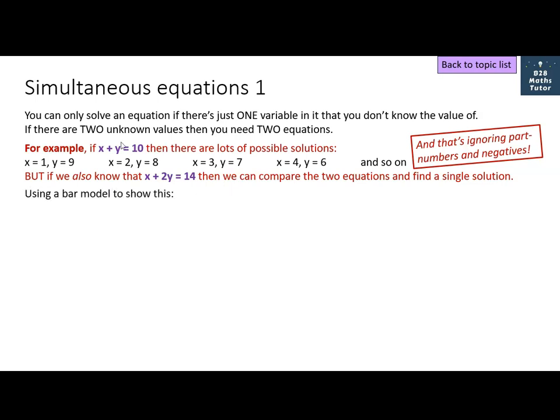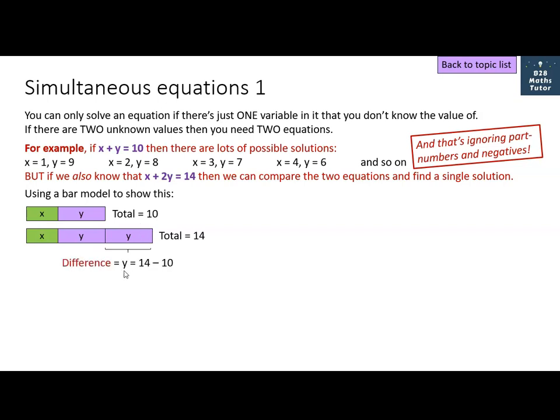Here's an illustration of this particular example using a bar model. So we've got this unknown value x and this unknown value y that sum to 10. So that's your x plus y equals 10. And then we've got another x, and this time two y's, and they add up to 14. If you look at the difference between those two equations, it's this bit here, isn't it? The difference is y. And if this one adds up to 10 and this one adds up to 14, then the difference is 4.